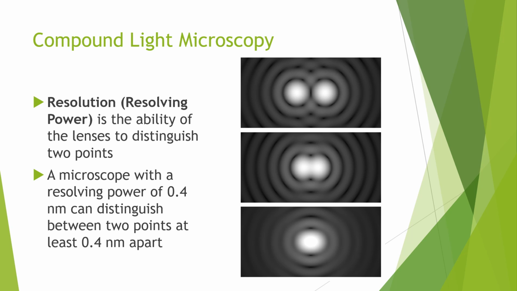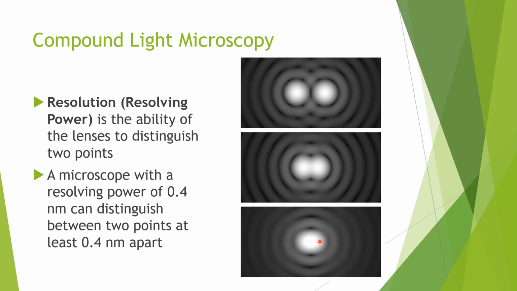There are a few terms that you need to know. So there is a term known as the resolution or the resolving power of a microscope. What's the resolving power of a microscope? It's basically the ability of your microscope, or the ability of the lenses of your microscope, to distinguish two separate points.